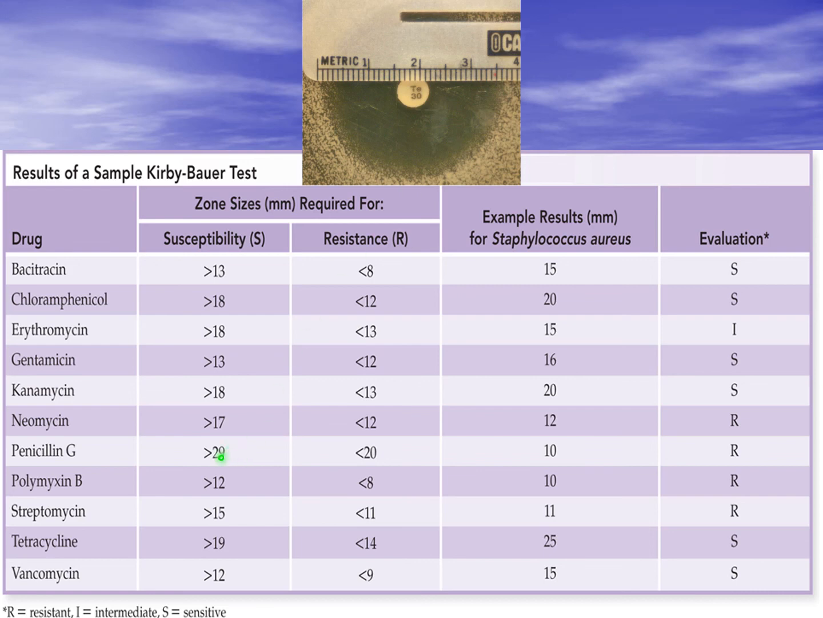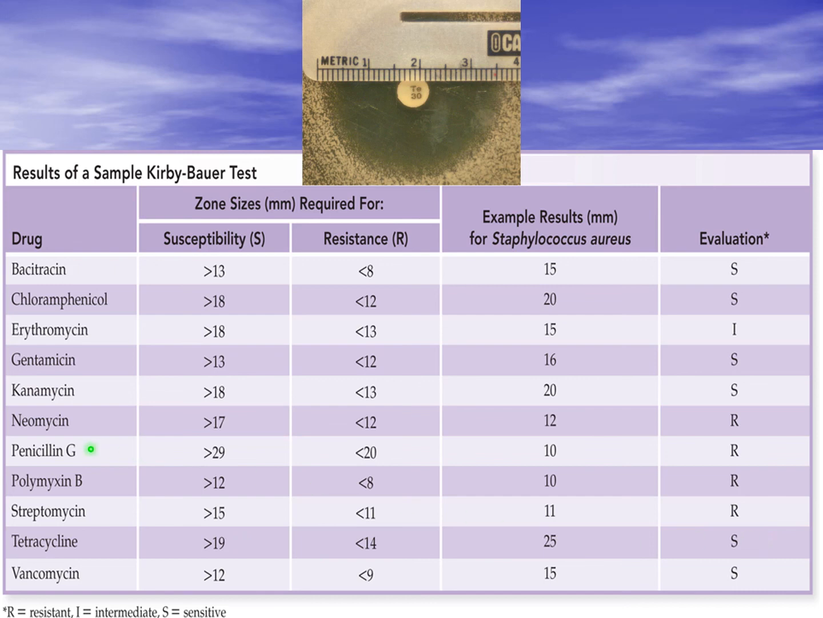So if we go down to this standardized Kirby-Bauer chart and go to tetracycline, we see that any zone of inhibition greater than 19 would mean that it is susceptible to this tetracycline. So in this case, this particular bacteria would be susceptible to tetracycline. Here we have some example results from a Kirby-Bauer plate for Staphylococcus aureus. And tetracycline, we measured the zone of inhibition at 25 millimeters, greater than 19, means it's susceptible.